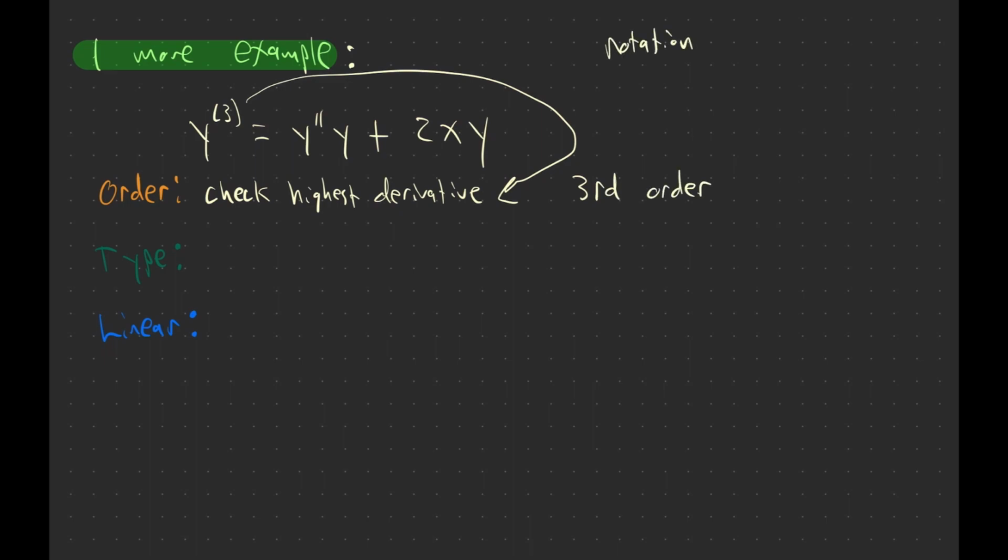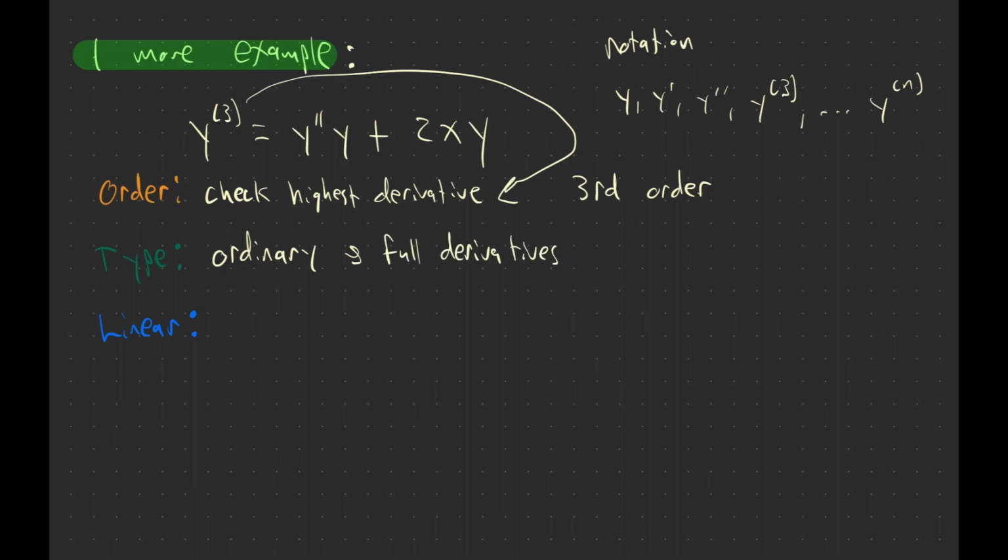Now let's take a look at the type next. And this is just a notation thing. Once we get past 2 or 3, sometimes you'll see them put in brackets. So that last one is the nth derivative. Next is the type. This one's pretty easy because it is ordinary.